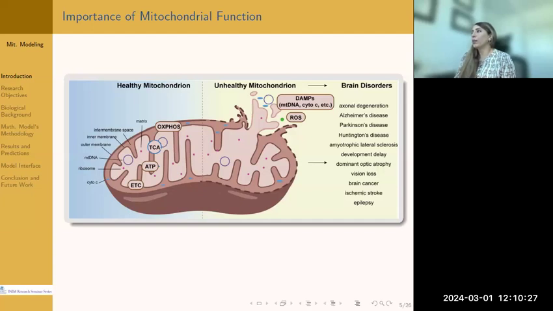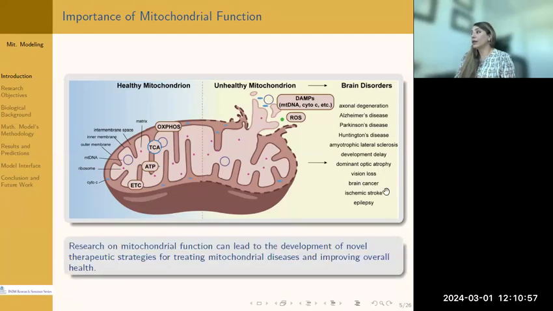Moreover, proper functioning of mitochondria is indispensable for maintaining cellular homeostasis, regulating metabolism, and responding to cellular stress. Research in this field not only enhances our understanding of fundamental cellular processes, but also holds promise for the development of novel therapeutic strategies.